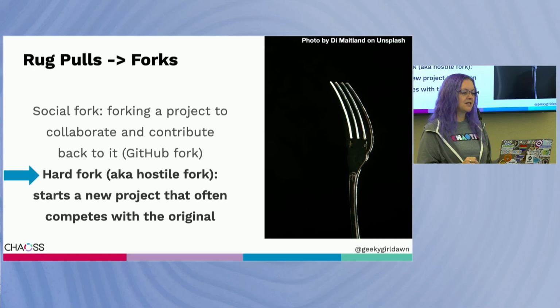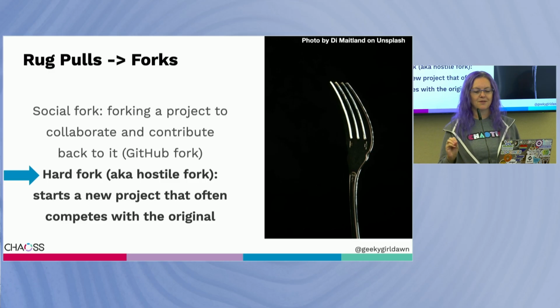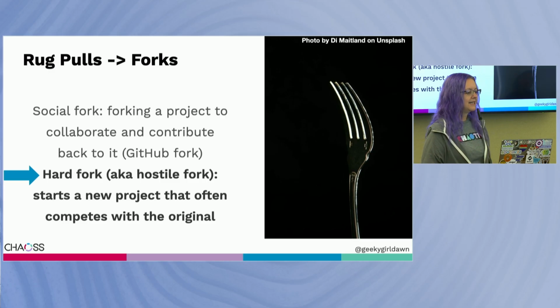So the disruptions caused by rug pulls can result in forks. But we're going to take just a little side quest for a quick overview of what I mean when I talk about forking. So in the days before GitHub, forks usually referred to hard forks. They're sometimes called hostile forks. They're sometimes called variant forks.